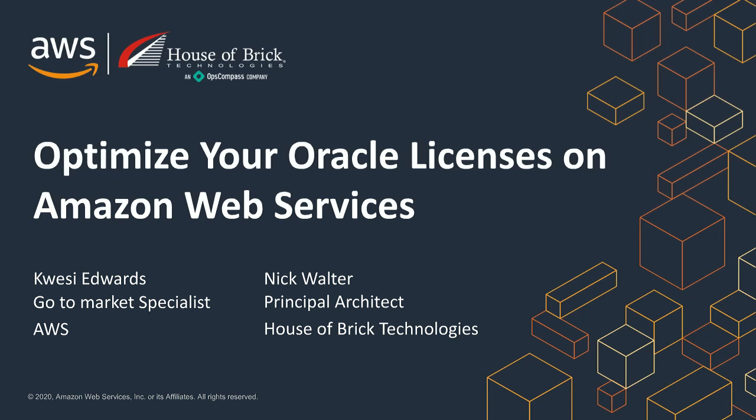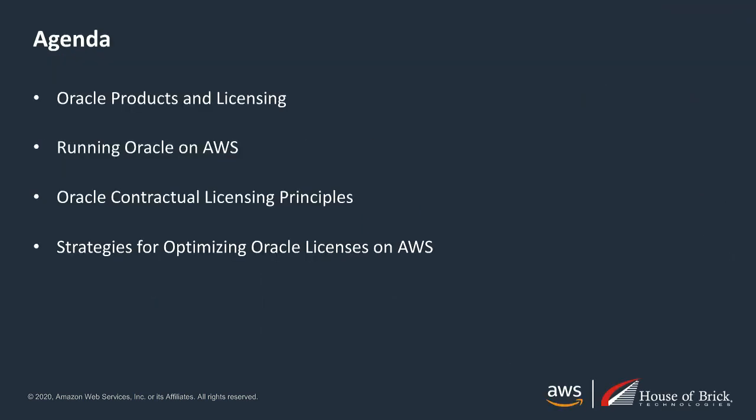Customers often ask about ways to optimize those licenses and potentially reduce their overall spend. So in this session, we will cover that. Today, I'm joined by our premier partner, House of Brick Technologies, and Nick Walter, a principal architect and cloud practice lead there. As far as agenda goes, we'll be talking a little bit about Oracle products and licensing, just to set a baseline, the different ways to run your Oracle workloads on AWS, contractual licensing principles, and finally, strategies for optimizing those licenses on AWS.